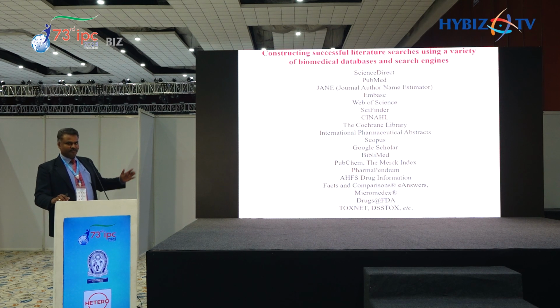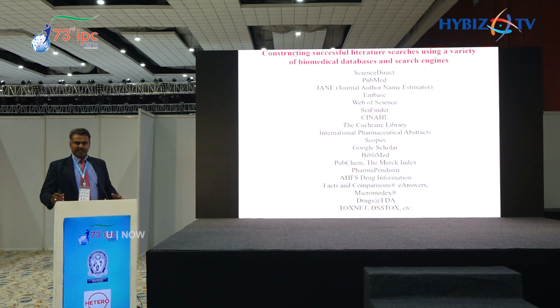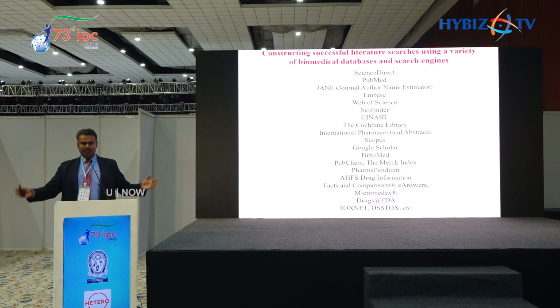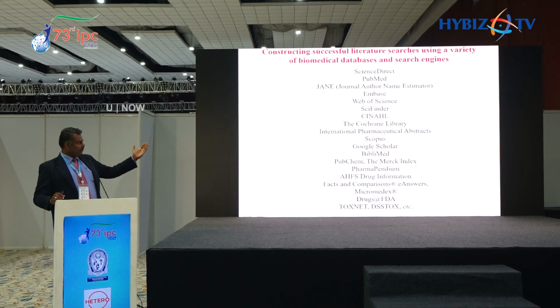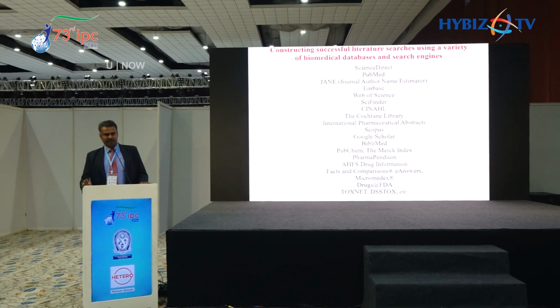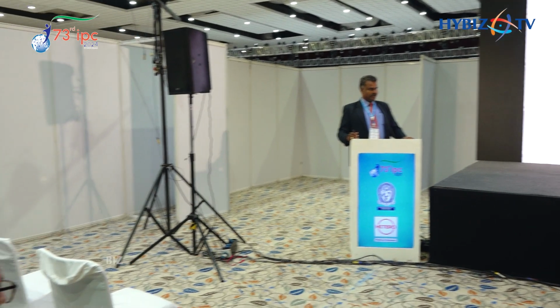So these are the various search engines available for people from the pharmacy field, medical field, biomedical field: ScienceDirect, PubMed, Medline. We have a sister concern of PubMed Medline; all the PubMed Medline articles will be retrieved through it, freely available. Journal, author name, estimator. Embase is mainly for the medical fraternity. People from the medical field consider journals published with Embase indexing. Then SciFinder, CINAHL, IPA, Scopus, Google Scholar, PubChem, Merck Index, Pharmapendium, American Hospital Formulary Service Drug Information, Facts and Comparisons, e-Answers, Micromedex, Drugs@FDA, TOXNET, DailyMed. So a number of databases are available. You might need to take a photo if you need.